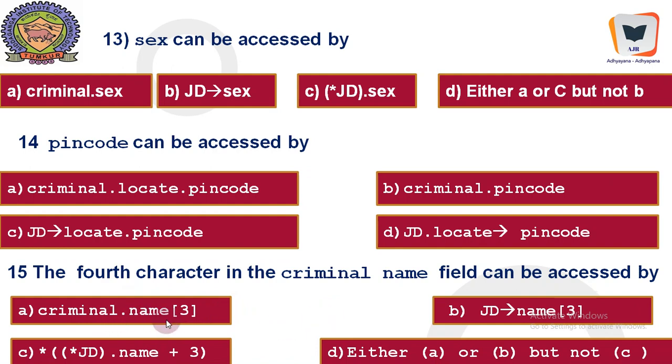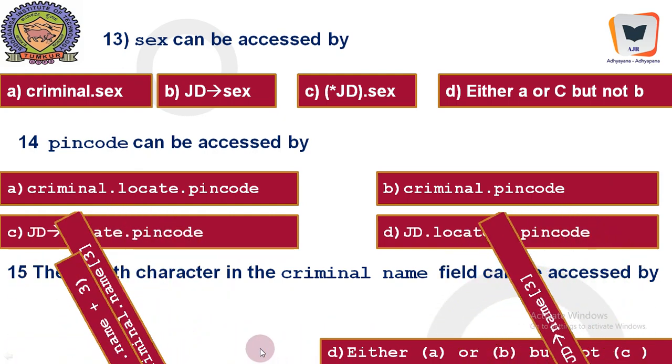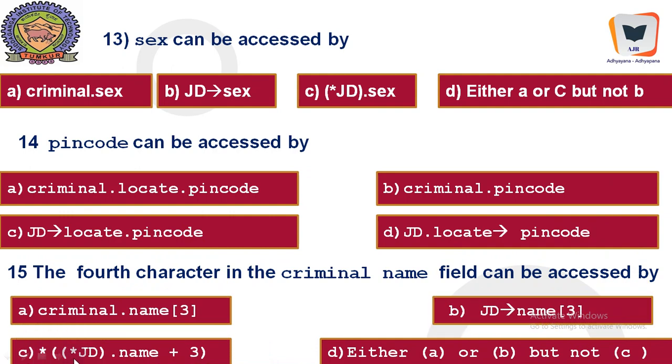The 4th character in the criminal name field can be accessed by criminal dot name 3, and it is the 4th character. 4th character means index 0 1 2 3. So criminal dot name 3, JD arrow name 3. This is wrong. Okay, yeah, it can also be written like this.